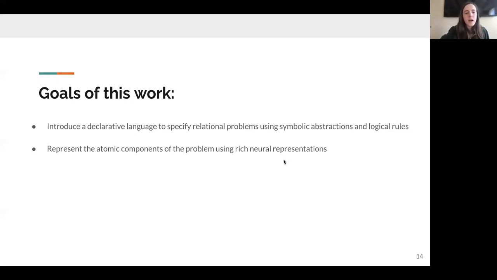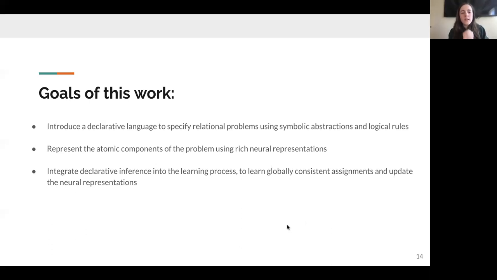And then we want to be able to integrate declarative inference into the learning process. So we are going to be doing this search in the space of possible outputs or possible assignments to learn decisions that are consistent.